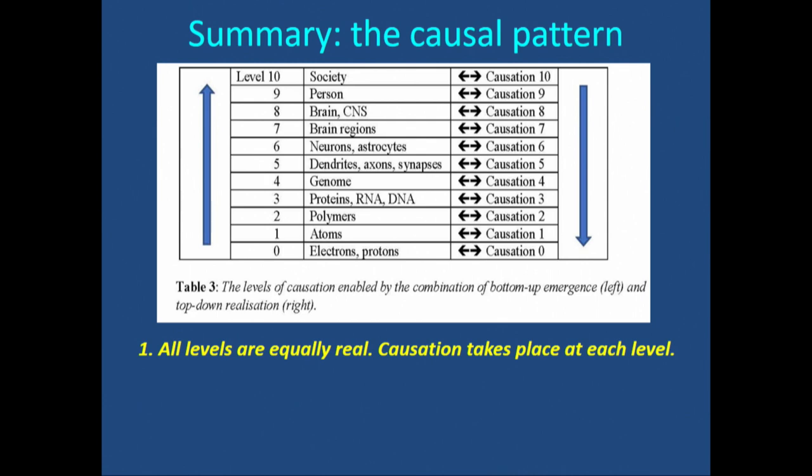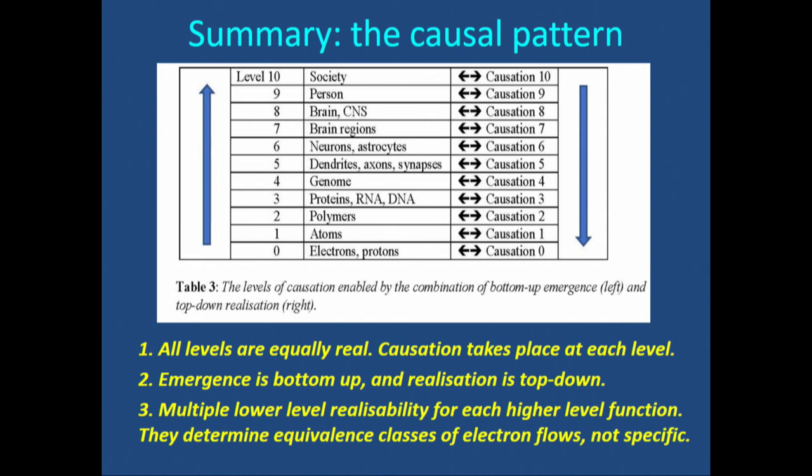So, summary: causation takes place horizontally at each of these levels. There's bottom-up emergence and there's top-down realization. All levels are equally real. Causation takes place at each level. Emergence is bottom-up and realization is top-down.